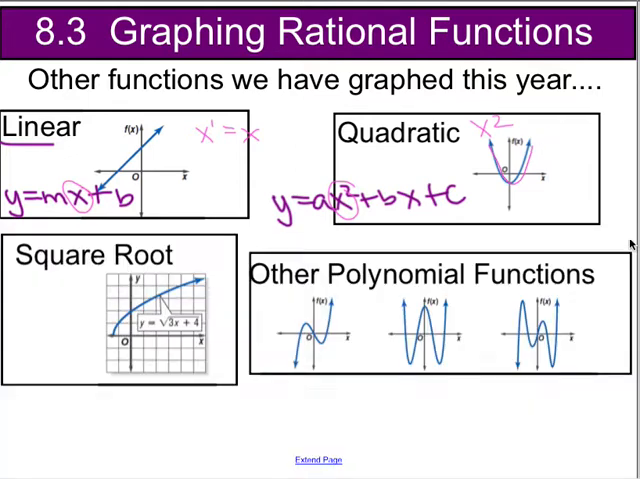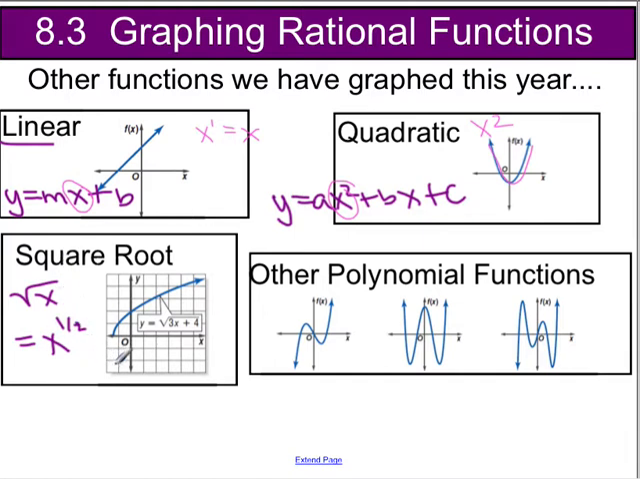The next one we're going to look at is a square root function. We actually just got done graphing the square root function. Biggest thing to remember is that to have a square root function, you're going to have the square root of x or whatever may be underneath it. And just remember, that's the same as x to the 1/2 power. Okay, so just to refresh: linear is x to the first, quadratic is x to the second, and square root would be x to the 1/2 power.